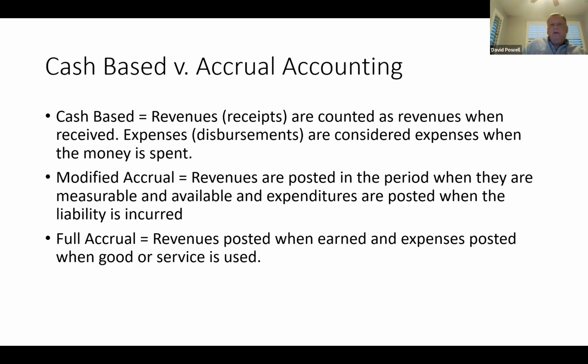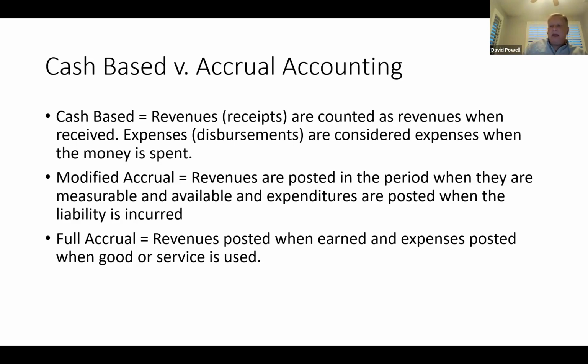Modified accrual is the approach that's used by the vast majority of government organizations, and GASB requires modified accrual on the part of governments for just about all of their expenses with one exception, and we'll get to that exception in a second. But it requires modified accrual for the vast amount of governmental accounting. In modified accrual, revenues are posted in the period when they are measurable and collectible and available.